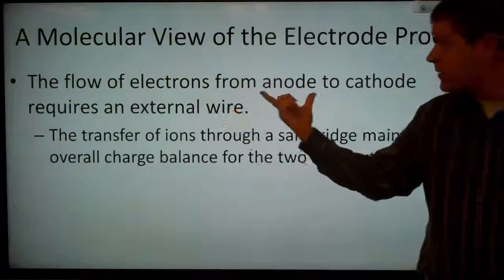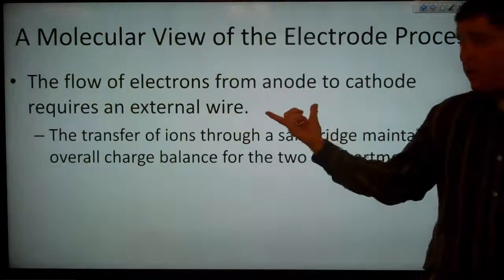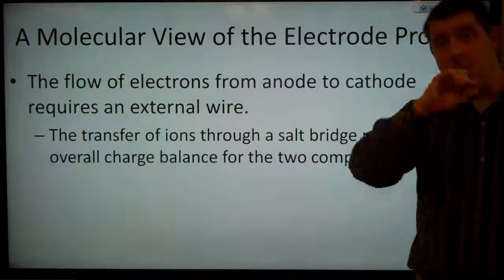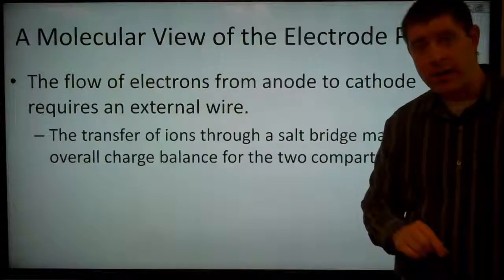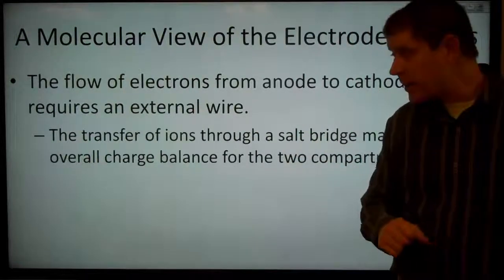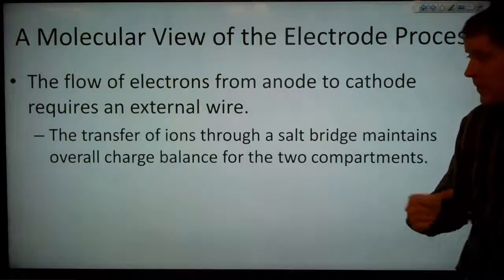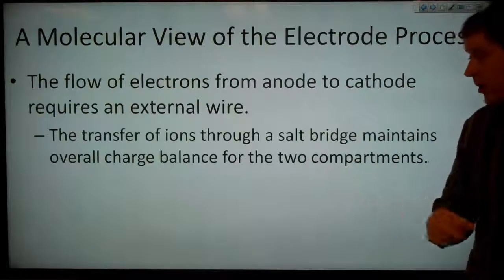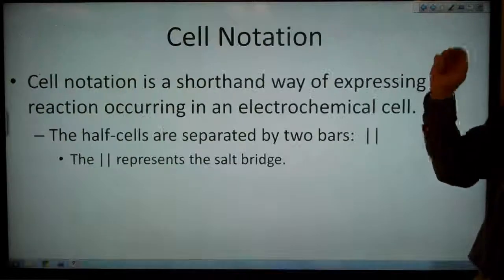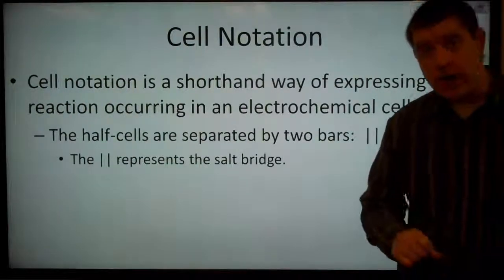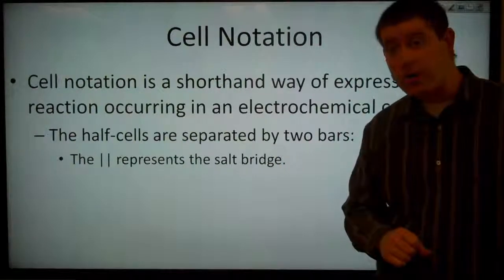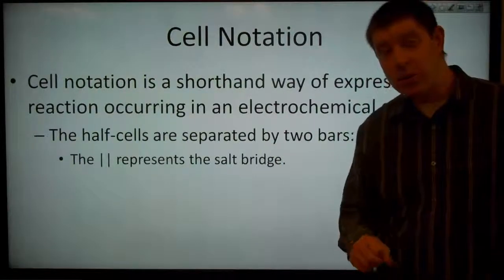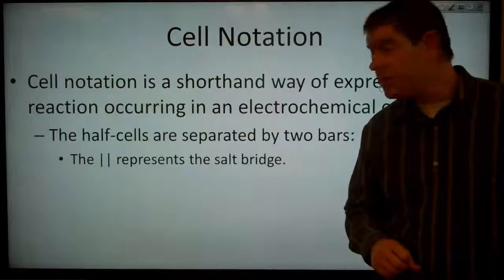Then our flow of electrons from anode to cathode requires an external wire. Right? We need a wire for an external circuit, otherwise we're just generating heat with our reaction. Then our transfer of ions through a salt bridge maintains the overall charge balance for our two compartments. Otherwise, the reaction will just stop fairly shortly after it begins, once we build up a charge difference between our two sides.